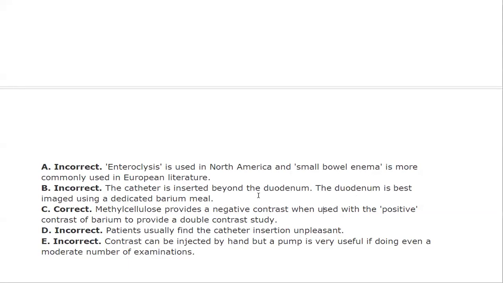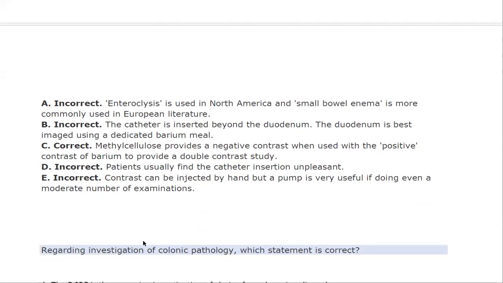a catheter introduced beyond the duodenum, so you are going to start injecting the contrast there. Methyl cellulose provides a negative contrast when used with the positive contrast barium to give a double contrast study. You are going to do a double contrast study, using methyl cellulose as an agent to give a contrast against the positive contrast, and it will act as a negative. Patients will find this catheter unpleasant, and the pump is not routinely used, especially if you are doing a single pump.